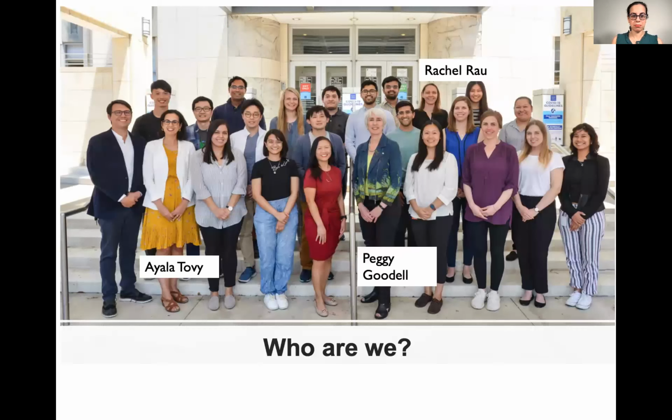So this is our group. It's a group of Peggy Goodell right here in the middle. This is me, and this is Dr. Rachel Rao. She's a pediatric hematologist, and I'll introduce her later as we go along. So we are all located here in Houston, Texas at the Baylor College of Medicine, and Rachel is also part of the Texas Children's Hospital.